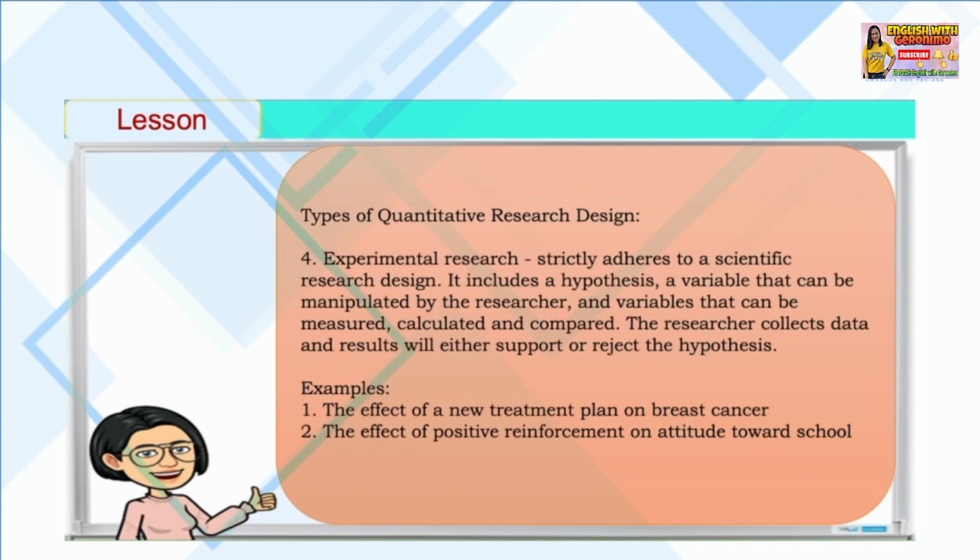The fourth type of quantitative research design is experimental research. It strictly adheres to a scientific research design. It includes a hypothesis, a variable that can be manipulated by the researcher, and variables that can be measured, calculated, and compared. The researcher collects data and results will either support or reject the hypothesis. Examples: the effect of a new treatment plan on breast cancer, and the effect of positive reinforcement on attitude towards school.